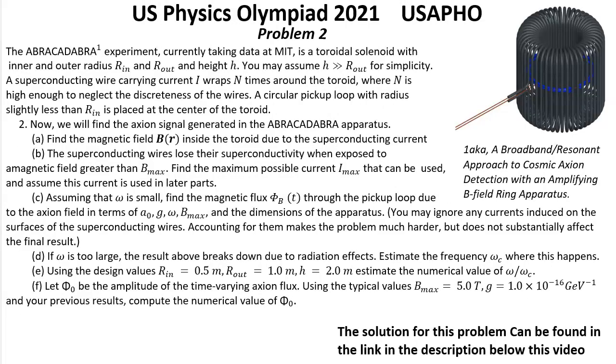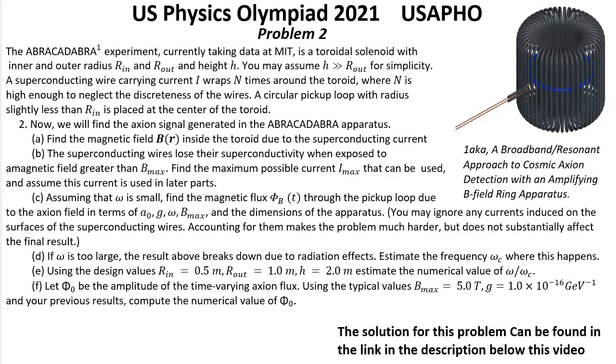Next, the ABRACADABRA experiment, where ABRACADABRA is an abbreviation for this one. Currently taking data at MIT is a toroidal solenoid with inner and outer radius r_in and r_out and the height h. You may assume that h is much greater than r_out for simplicity.